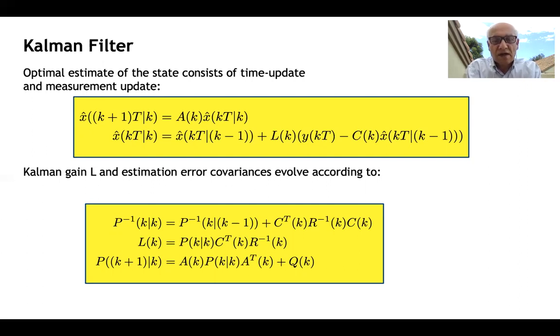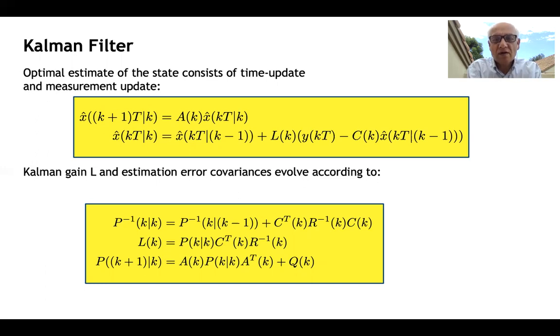Now, what about this estimate x hat at time kT, given all the information up to time k? That's also very simple. What the Kalman filter says is that it equals its estimate given information up to time k minus 1. So that's the first term in the second equation.